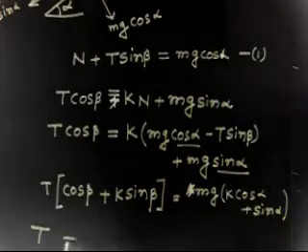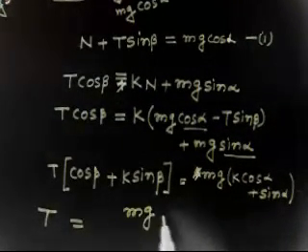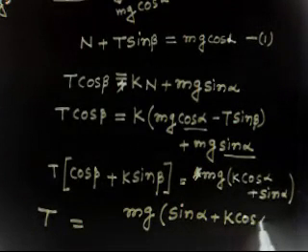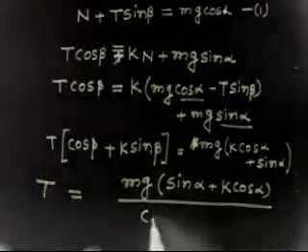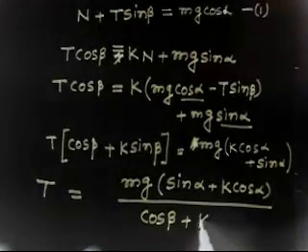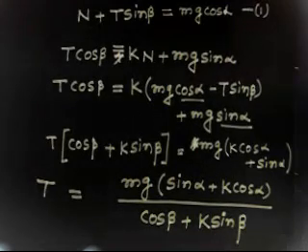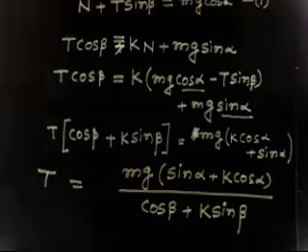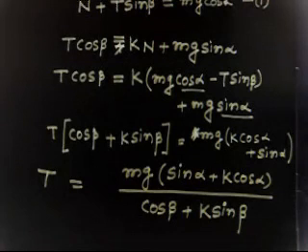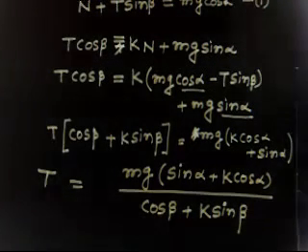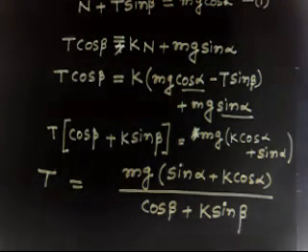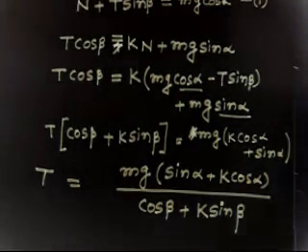So from here I can write tension is equal to mg sin alpha plus K cos alpha, divided by cos beta plus K sin beta. So this is the value of tension. Are you getting or not? Let us copy this one and check whether you are getting this tension or not. Now things are easy.